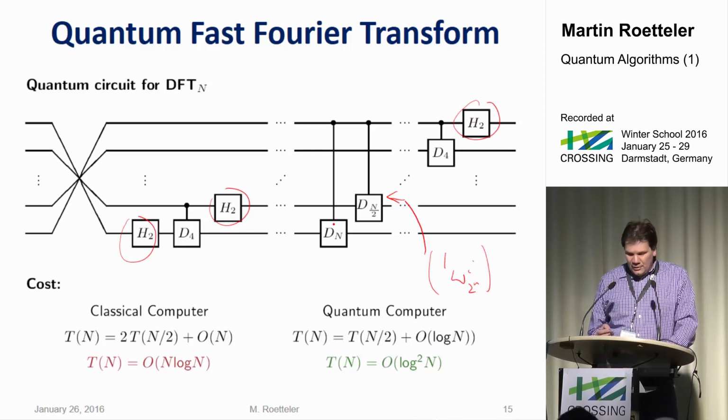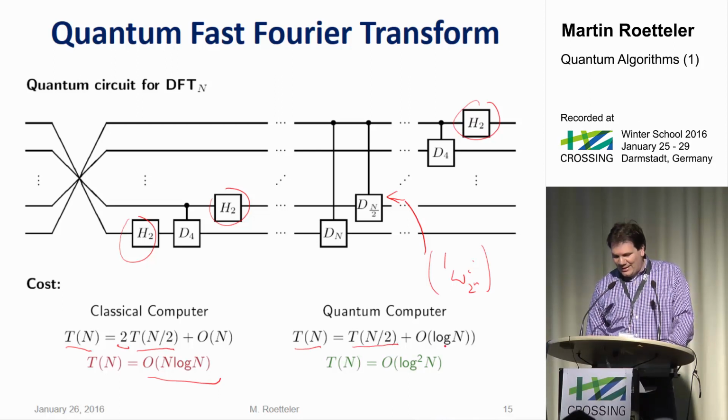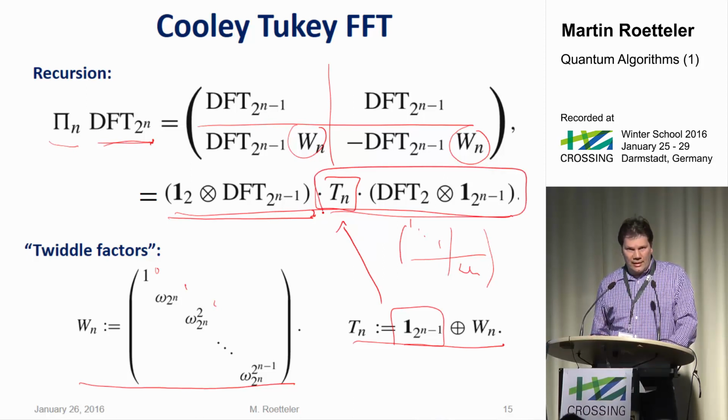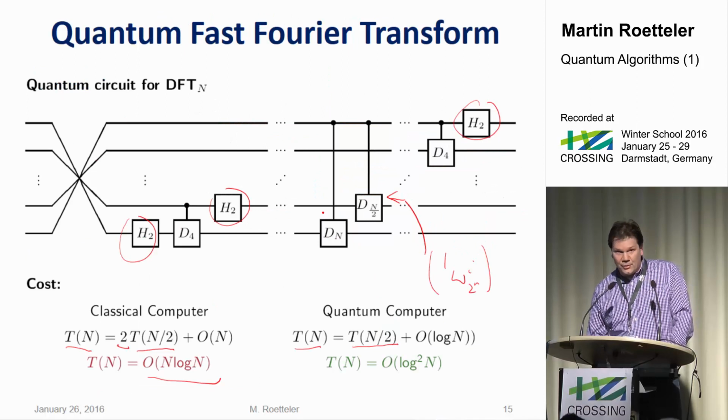If you study the recursion, it turns out classically you reduce a Fourier transform of length n to 2 runs of Fourier transform of length n over 2. If you solve the recursion, you get n log n. Quantumly, you get 1 run of length n over 2 plus something of cost log n. And you see that from here, the cost for one run of length 2 to the n is one run of length 2 to the n minus 1 plus something that's of cost log n. Okay, so that's a very nice recursion because now you just pick up a quadratic cost overall.